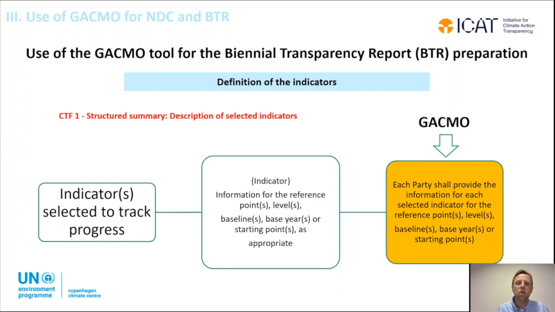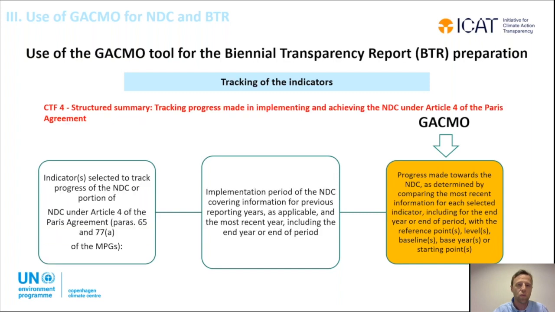As you may know, as part of the BTR, the countries need to prepare different tables, which are called the Common Tabular Format tables, so the famous CTF tables. And the tool can be useful to fill in the information in different ones of those tables. First of all, it can be useful for the table CTF1. As you know, countries need to define indicators to track the progress in implementing and achieving their NDCs. And like I have explained previously, the GACMO tool can establish GHG emission targets, but can be used also as GHG emission indicators, so the tool can be useful to fill in the CTF1 and also the related CTF2.